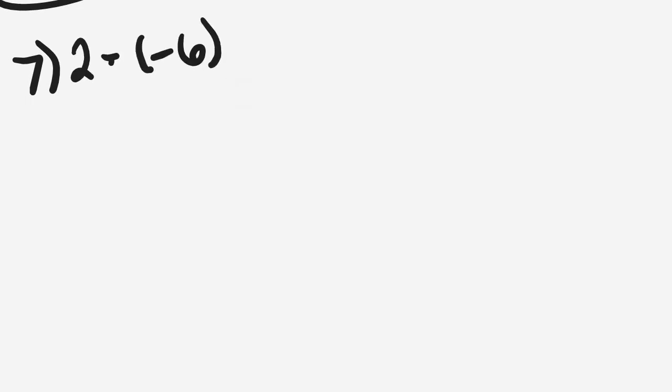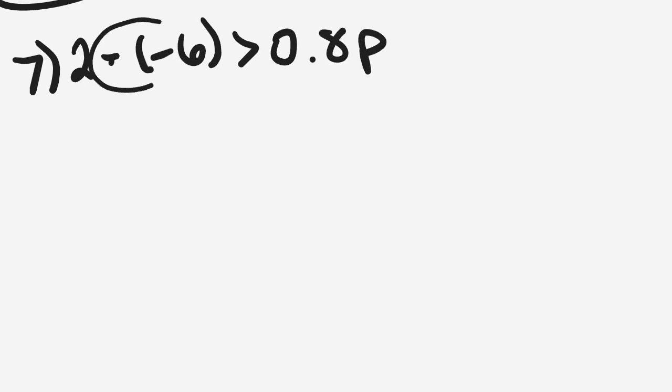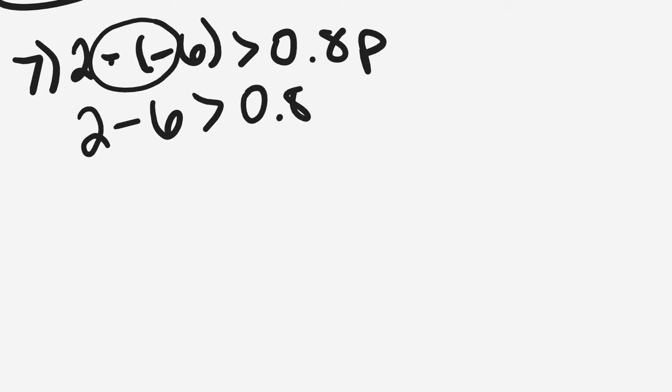All right, so number 7. We have 2 plus negative 6 is greater than 0.8p. All right, so first things first, I have a plus and a minus. That's very disturbing. Let's combine it into 1. So when we have a plus times a minus, what do we get? A minus. All right, that's much better. So 2 minus 6 is going to be a negative 4.